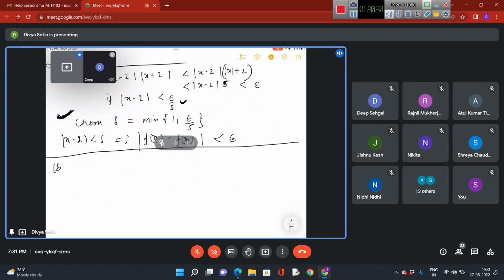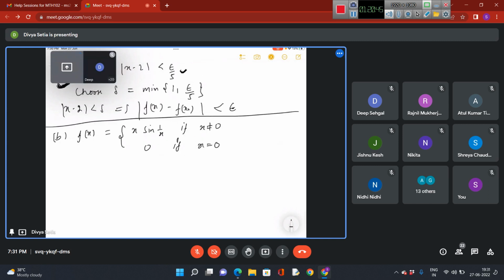Now what about this function? Now you have become familiar with the technique. What about this function? x sine 1 by x if x is non-zero, and 0 if x is 0. How to write the proof for this function?